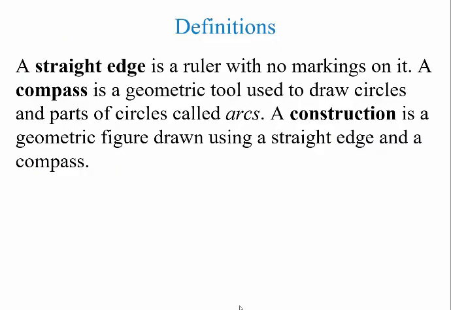A straight edge is a ruler without markings on it. What we want to use a straight edge for here is not to measure distances at all in this class. It's just going to be something that has a straight edge to it. A ruler will work, but try these things on your own without a ruler, with just a general straight edge. A compass is a geometric tool used to draw circles and parts of circles called arcs. You probably have used a compass a long time ago, maybe even in middle school. A construction is a geometric figure drawn using just a straight edge, not a ruler, and a compass.